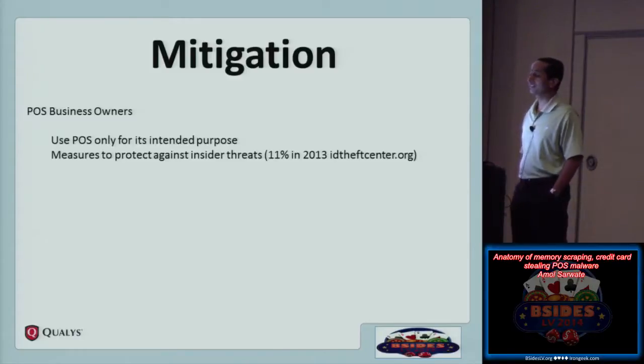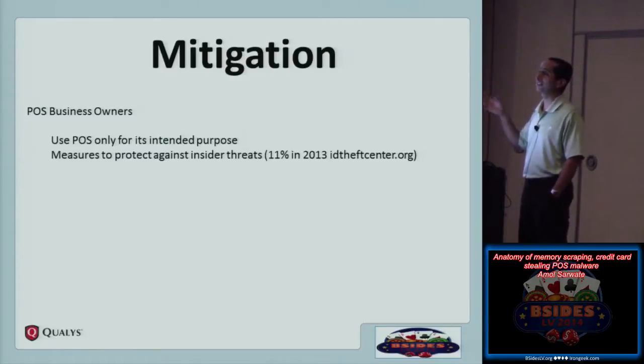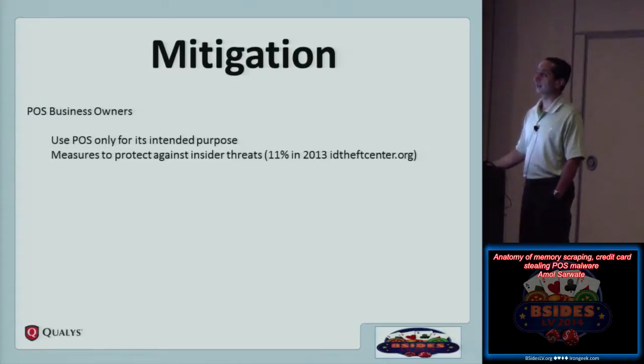Try to protect against insider threats. This is from the perspective of the POS business owner, if I own the business. So idtheftcenter.org said that in 2013, last year, 11% of the data breaches were because of insider threats, which is basically the cashier was a bad guy, or someone came in, handed the cashier at 7-Eleven a $100 note and said, just plug in this USB in your POS and then give it back to me. And 11%, I think that's really big.